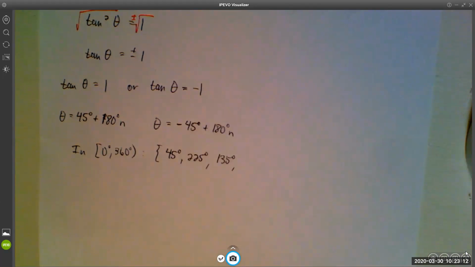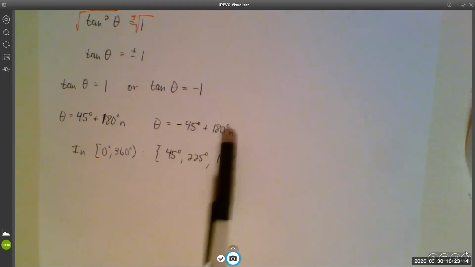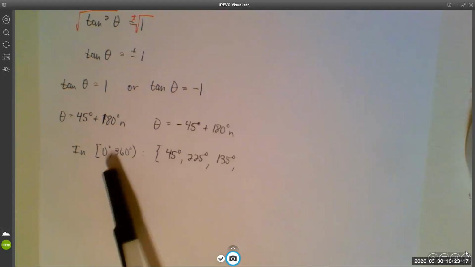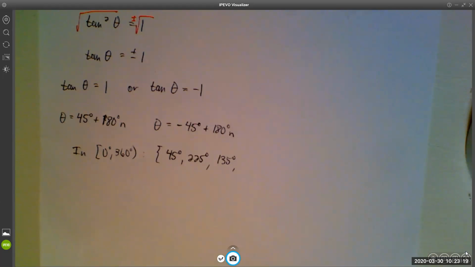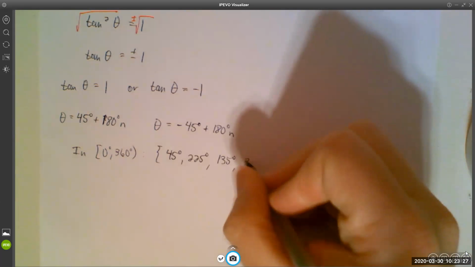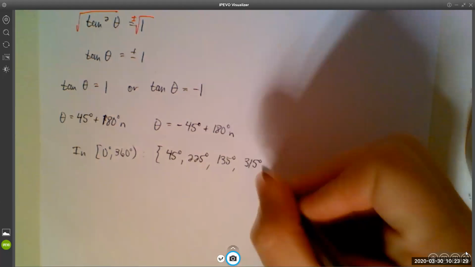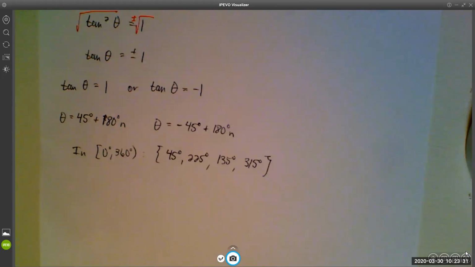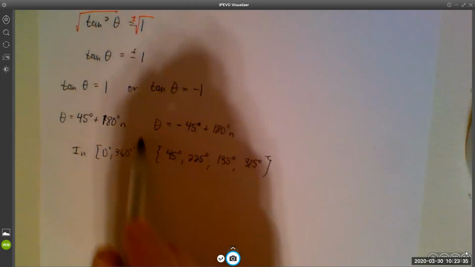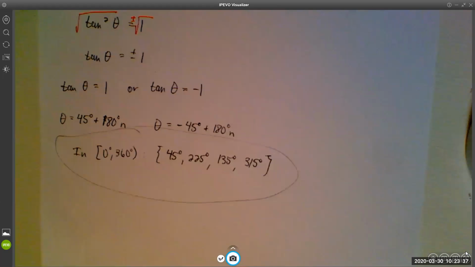If I plug in 2 for n, then I'm going to have 360 minus 45, so that'll still be within the interval for sure. 360 minus 45, what would that be? 315, right? So 315 is also in there, and then that's it, right? That does the trick. That's a very ugly curly brace, but you get the idea. So there's your solution set, right?